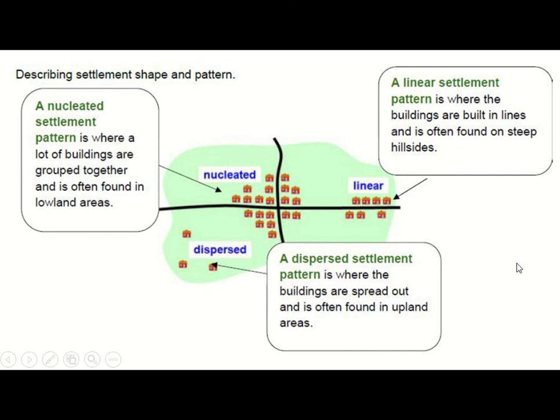Now, settlement shape, I mentioned, could it be nucleated, linear? This shows you the different kind of patterns you might find. Nucleated settlements are where you've got lots of buildings and they tend to be around a central point or like a crossroads, for example. Linear tend to be built in a line. That's what linear means. Again, often along a road or a railway or a river. And dispersed are your really rural areas that are spread apart. So houses that are quite widely spread apart. One or two or three or four houses, quite a few 100 metres away from each other. That sort of thing.